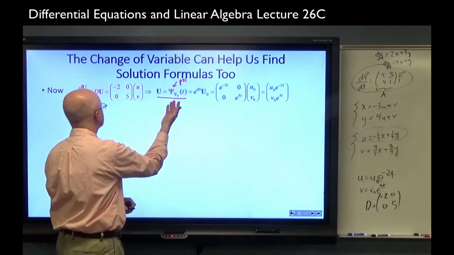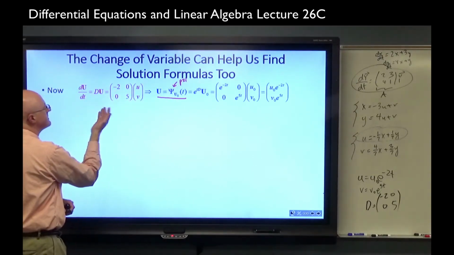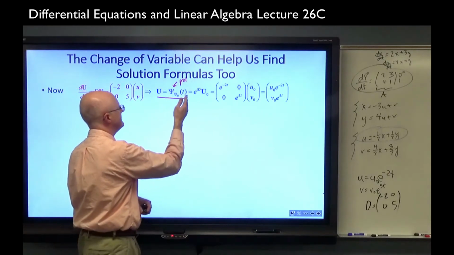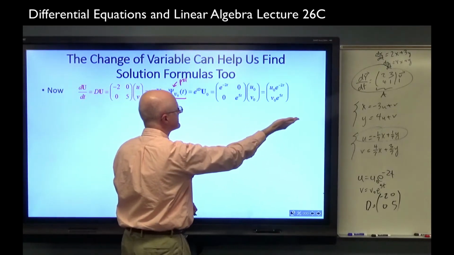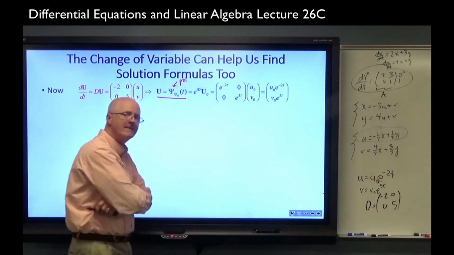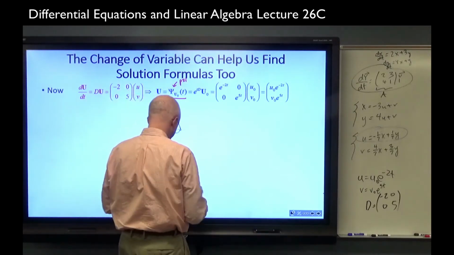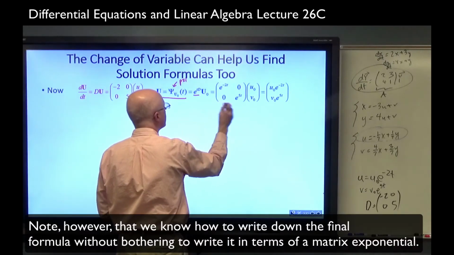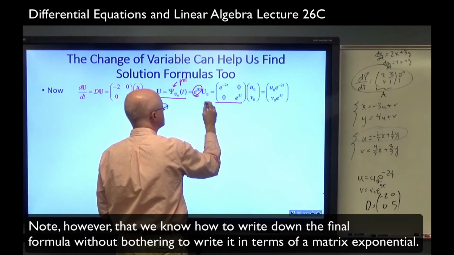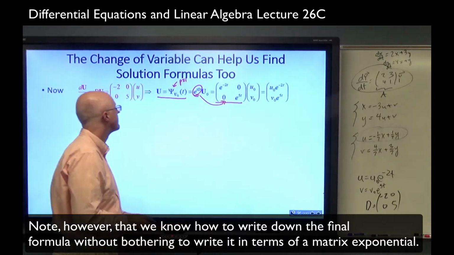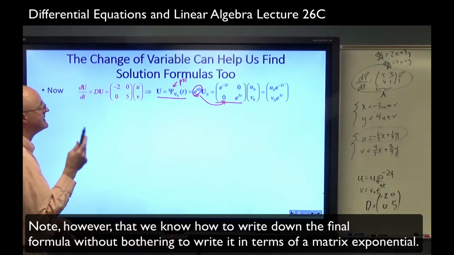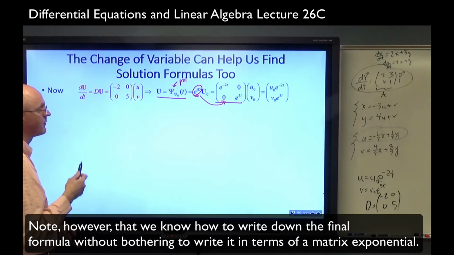That's my solution function for this differential equation. D is diagonal, it's easy to find. There it is. This is the matrix exponential here. E to the TD is equal to that. What I'd like to do now is use this formula to find the solution for y as a function of time.